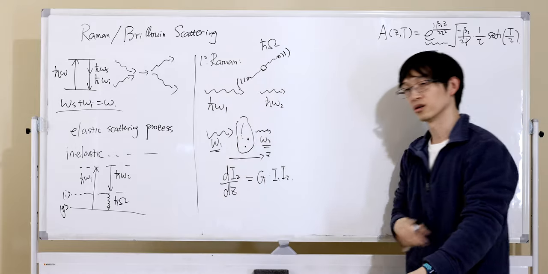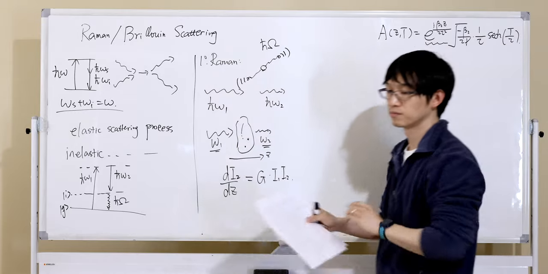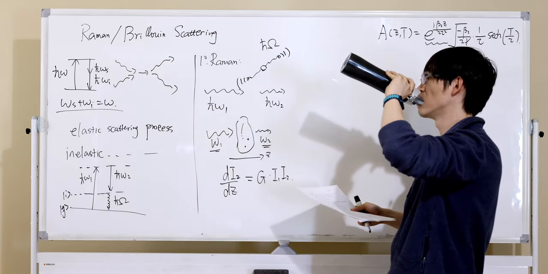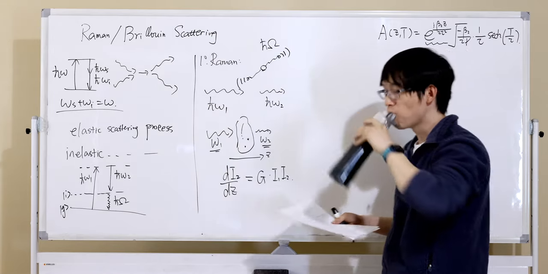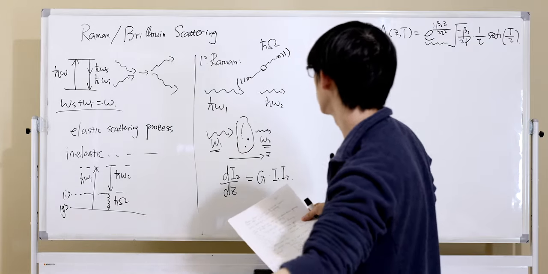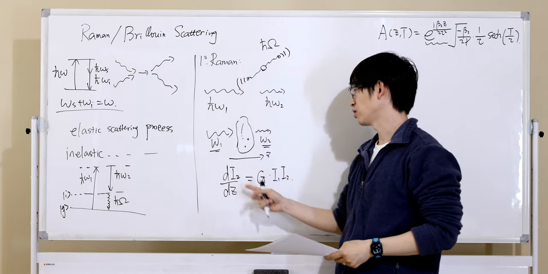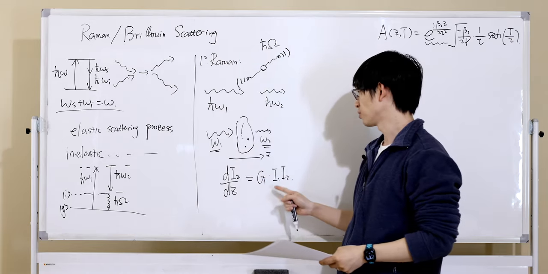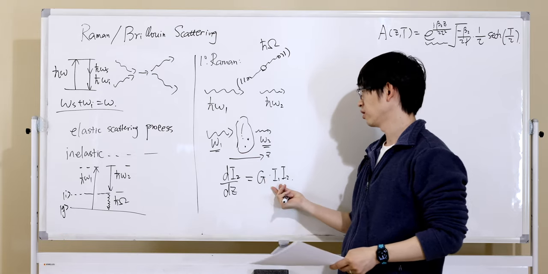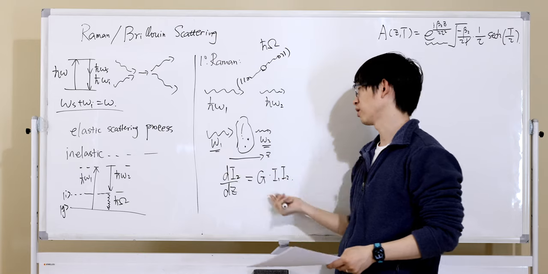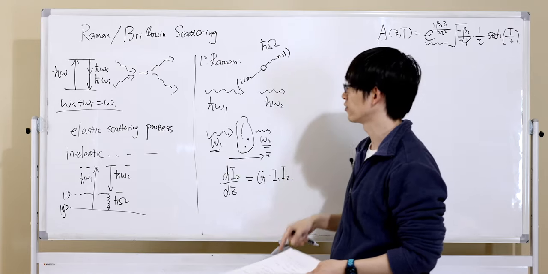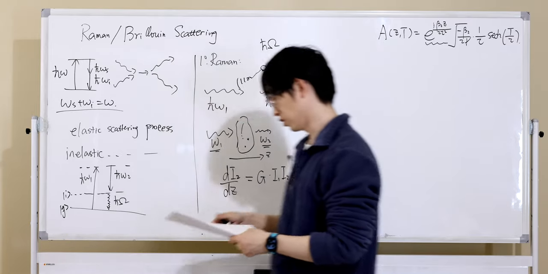This is the original equation, that the intensity of the generated I2 is proportional to a Raman gain factor, which is different for different materials, and is proportional to your input light and also the light already at position z. So the more light you have, the easier you can make this transition happen.